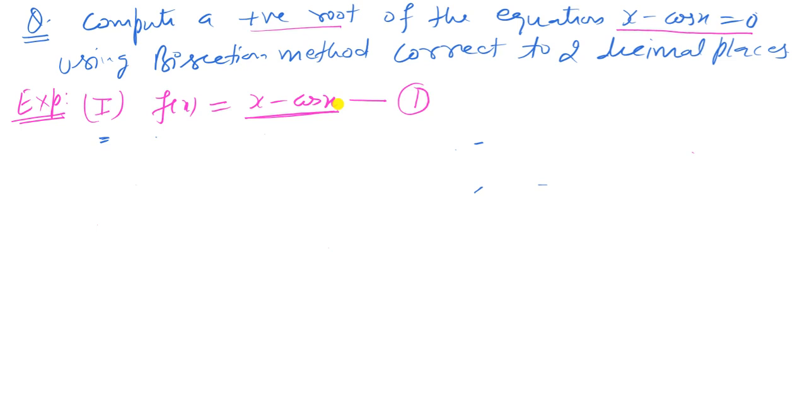So in step 1 compute an interval where the positive real root is lying. So first of all put x is equal to 0 in equation 1. So f of 0 is 0 minus cos 0 and cos 0 is 1, that is this is minus 1 which is less than 0. Now put x is equal to 1. So f of 1 is 1 minus cos 1, that is when we compute the functional value and that function or that equation contains any trigonometric expression.